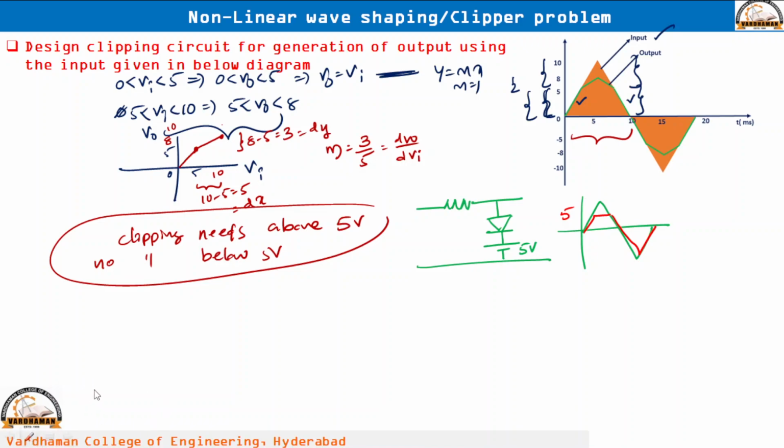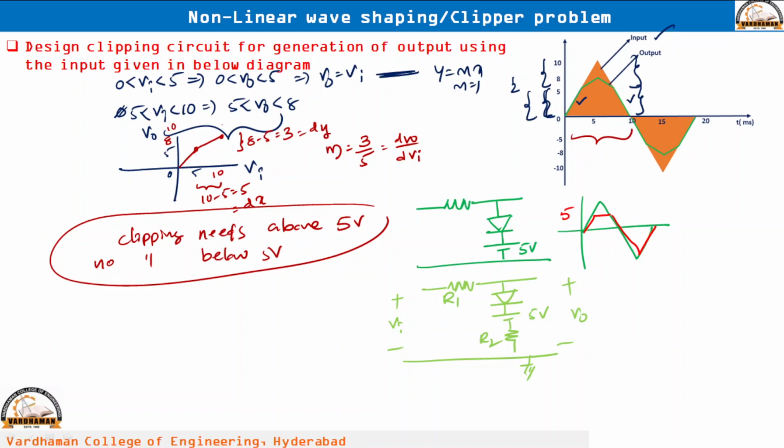So what is that modification? Up to here it is okay, clipping above, so P side is upside, and clipping is to be done after 5 volts. So battery also 5 volts only, but slope is to be changed. For that we are inserting one more resistor here, and say this is R1 resistor, this is R2 resistor. Here input voltage we are applying, this is the output voltage. We are working for the positive half cycle only, and it is the ground.